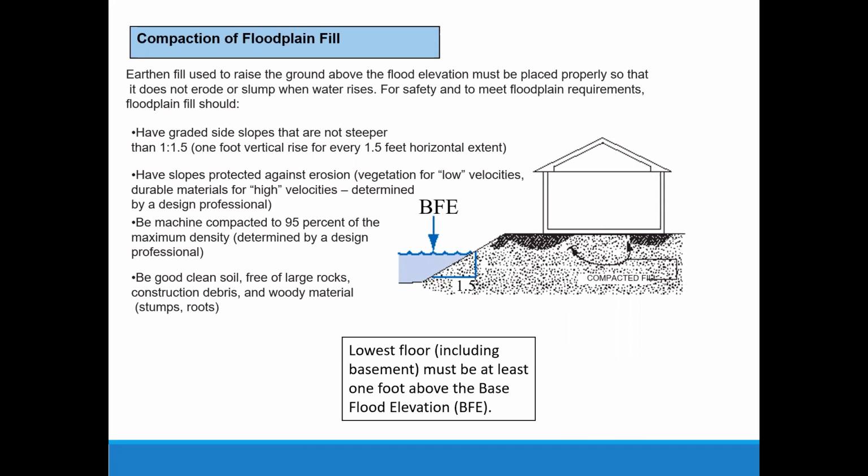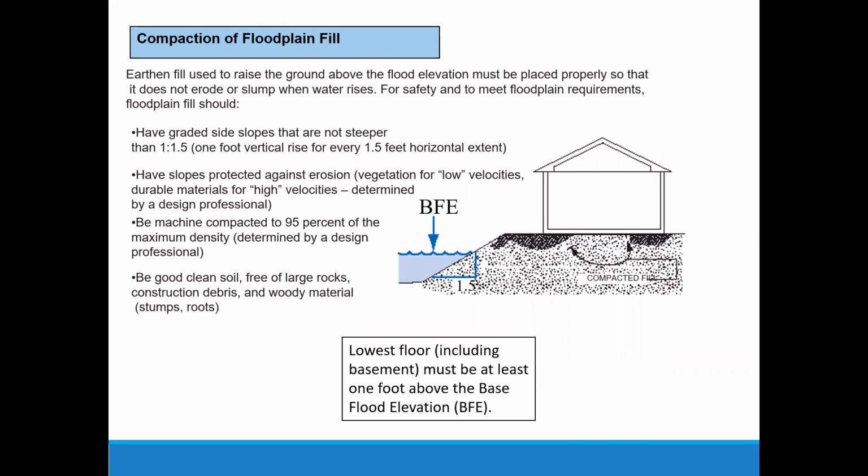So we have earth and fill that doesn't erode or slump when the water rises. The whole point of this is to protect the structure with the fill by keeping it out of the floodplain. So we have to meet these requirements, and it should have graded side slopes that are not steeper than a 1 to 1.5 ratio. So that is 1 foot of vertical rise per 1.5 feet of horizontal extent. So that's the slope that we're looking for.